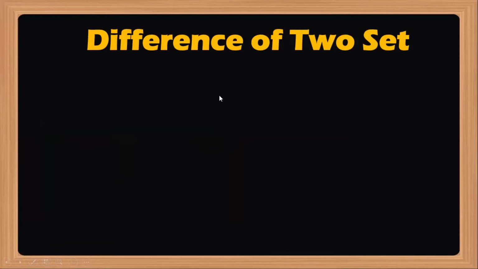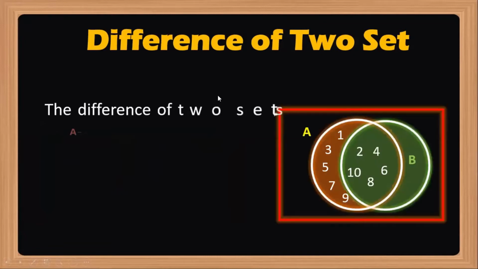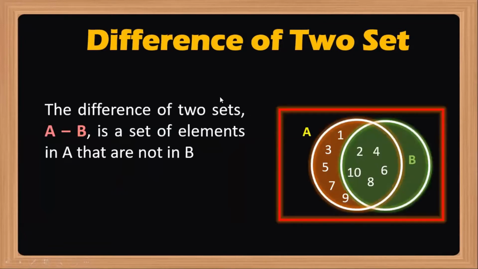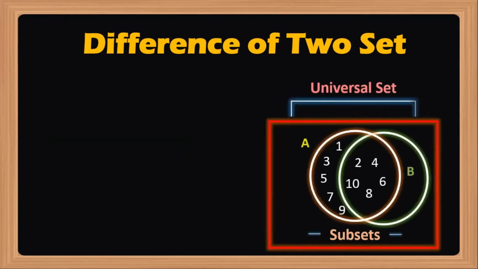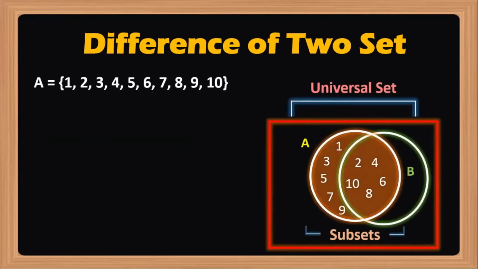Now let's have the difference of two sets. How do we find the difference of the two sets? The difference of two sets, A minus B, is a set of elements in A that are not in B. I repeat lang, the difference of two sets, A minus B, is a set of elements in A that are not in B. Meaning, what are the elements that can be found in A that are not in B? Parang nagma-minus lang tayo. 5 minus 2, parang ganun. We just subtract them.